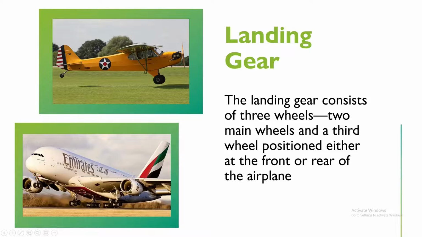A steerable nose wheel or tail wheel permits the airplane to be controlled while on the ground. Most aircraft are steered by moving the rudder pedals, whether nose wheel or tail wheel. Additionally, some aircraft are steered by differential braking.